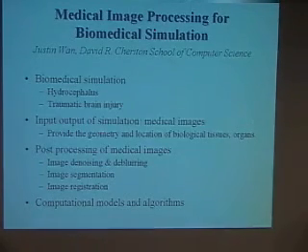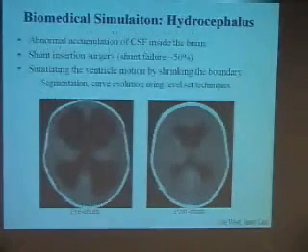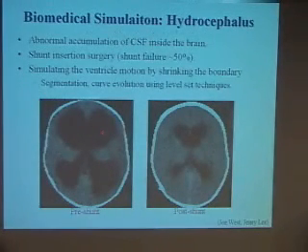So medical imaging is important to our simulation. It's the post-processing part: denoising, deblurring, segmentation, registration. And for me, my main interest is in developing computational models and algorithms. So here, let me show you one example just to get some idea of what we do.